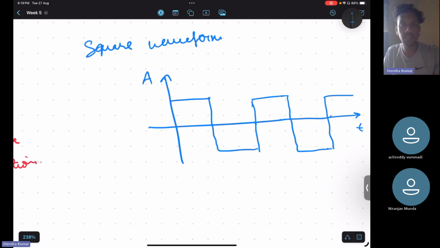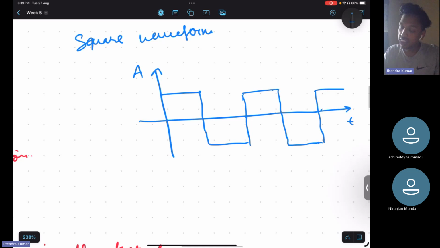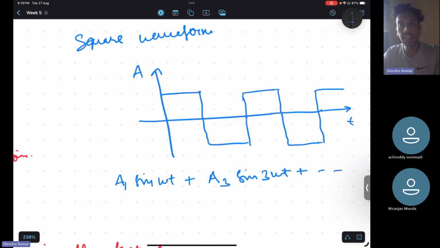So let us assume we have a square waveform. If you further derive the Fourier series of this square waveform, you will get sinusoidal A1 sine omega t plus A3 sine 3 omega t, and so on, right? So there will be multiple harmonic frequencies that will exist with this kind of waveform. And in sinusoidal, we have only a single fundamental frequency, that is omega, right? So in sinusoidal, we will have only this component. But a square waveform consists of all those harmonic components.